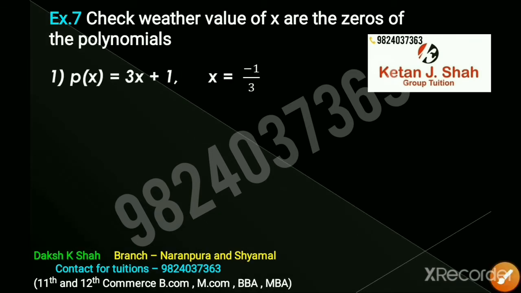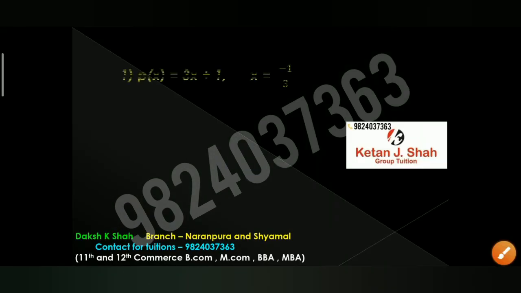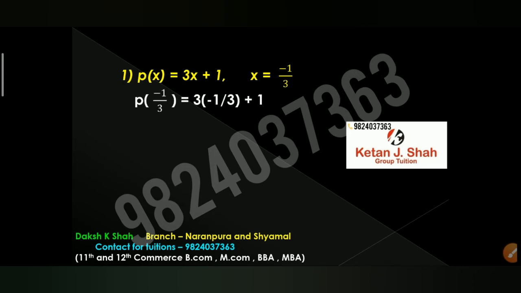So the first one, the second one and the third one. For the first example, we have P of x equals 3x plus 1 and x is minus 1 by 3. So what we will do is put minus 1 by 3 instead of x and then solve the equation and get the value, and if the answer is 0, then minus 1 by 3 will be considered as the zero of the polynomial. Now let's do it.